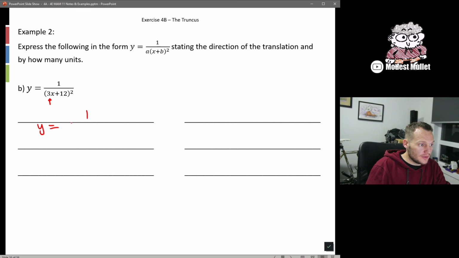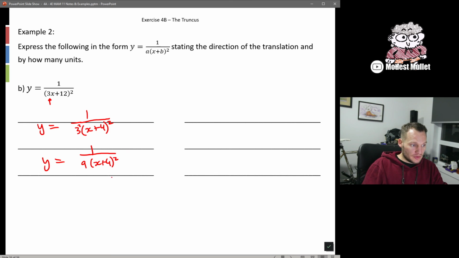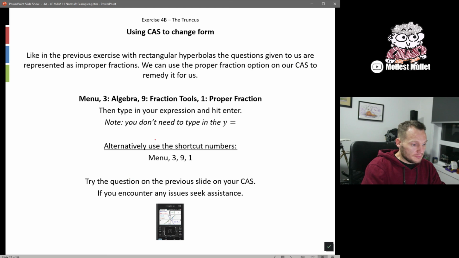So I could write this instead as 1 on 3 bracket. The 3's all squared, x plus, since we're taking 4 out, all squared. So we get y is equal to 1 on 9, all squared. So we can read, in this case, our h value is actually -4. So we can say it is translated in the direction of the negative x-axis by 4 units. That's for the CAS that we don't use, unfortunately. So we don't quite have that shortcut, unfortunately.